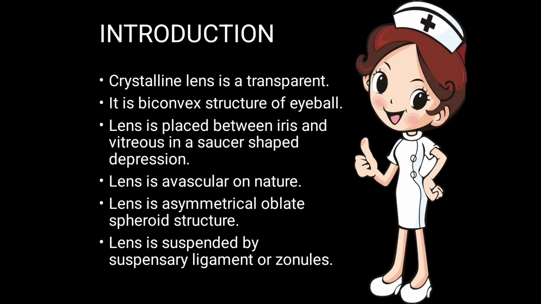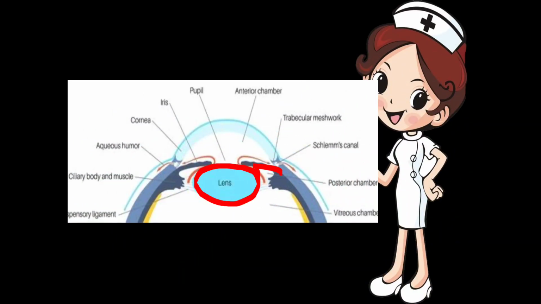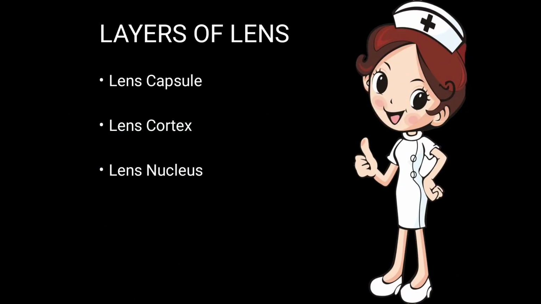Lens is suspended by suspensory ligament or the zonules. So the lens which is present here is attached with the ciliary body first and then zonular fibers attach the lens and keep it in place in between the iris as well as the vitreous. Okay, that was the location of the lens.